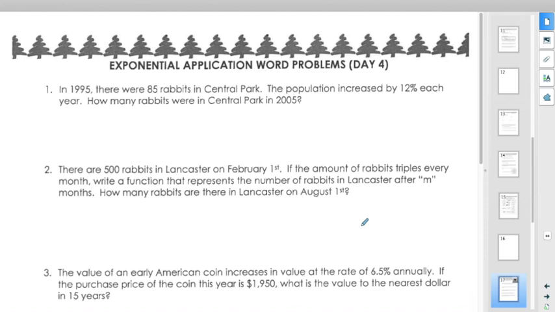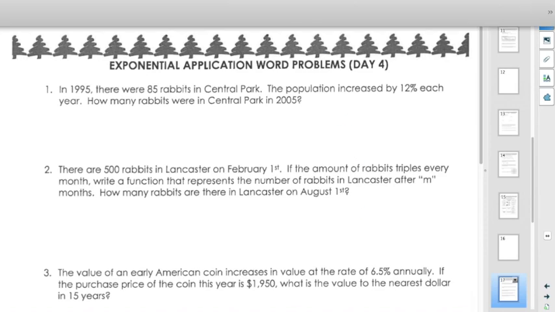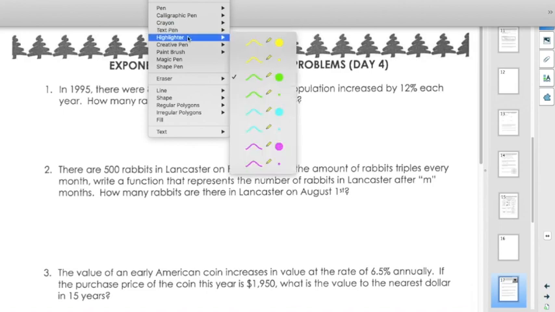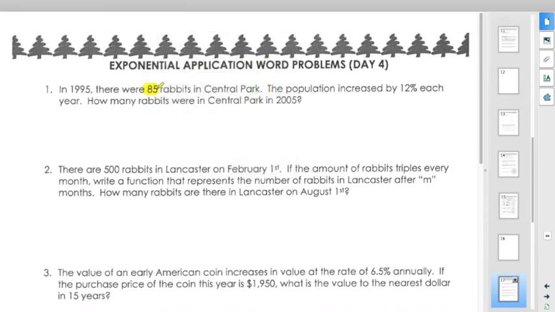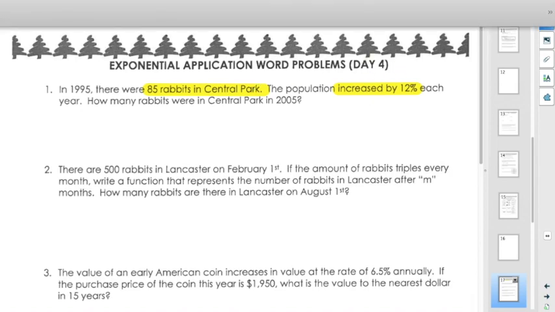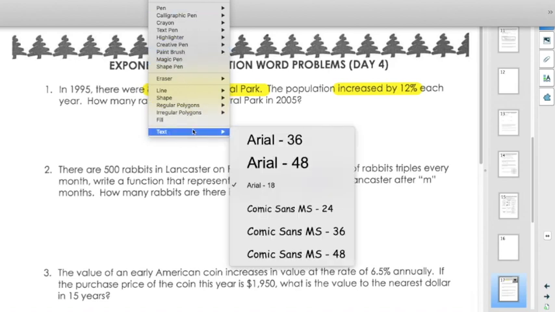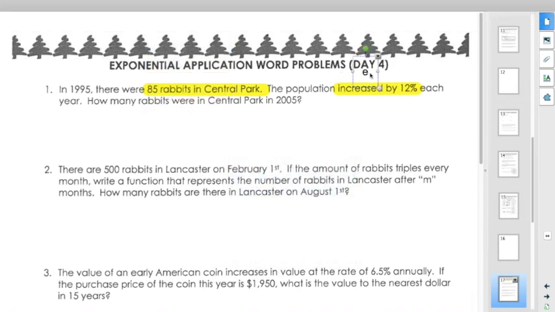So, number 1. In 1995, there were 85 rabbits in Central Park. Let me pull out a highlighter. The population increased by 12% each year. How many rabbits were in Central Park in 2005? So let's think about this. This increased by 12%. That piece there should definitely tell us that this is exponential because it's a percent. Anytime we see percent, that is exponential.